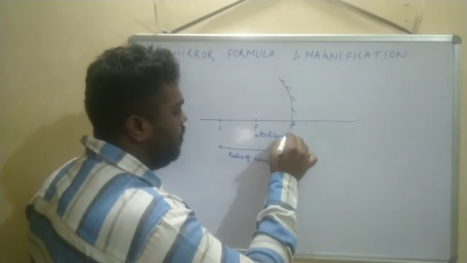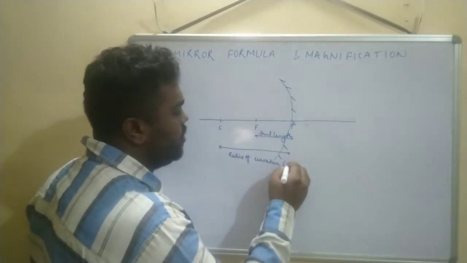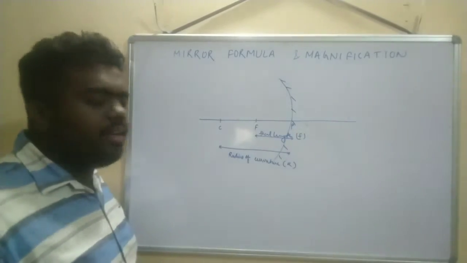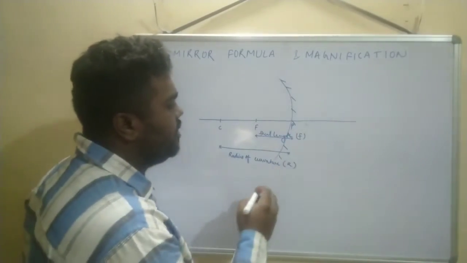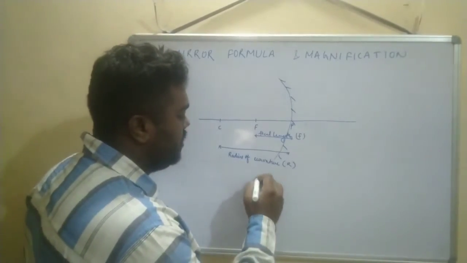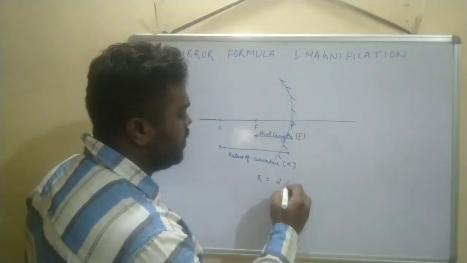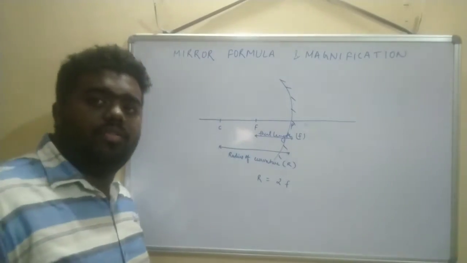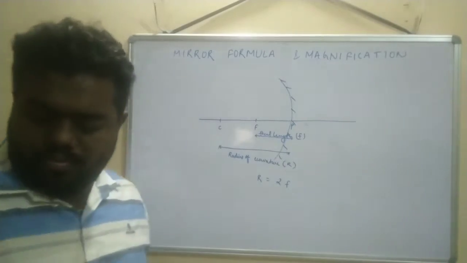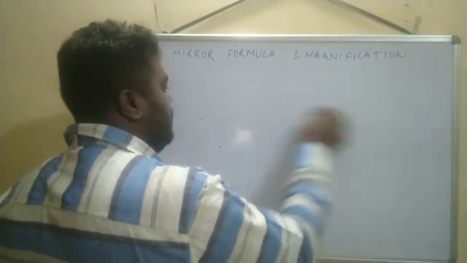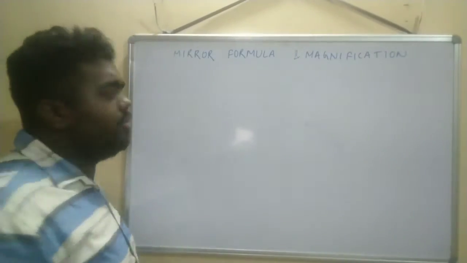This I have already taught. This is denoted by capital R and this is denoted by small f. And the relation between focal length and radius of curvature is R equals 2 times the focal length, or focal length is equal to half of the radius of curvature. Now for moving further, we come to mirror formula. This was the vital information you should remember.